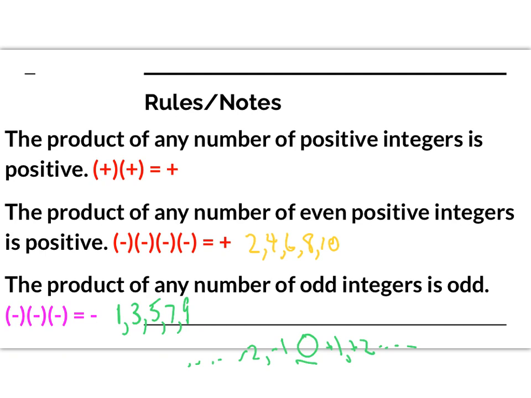1, 3, 5, 7, and 9 are odd. Any odd amount of negative factors that are multiplied will give you a negative answer. Any even amount will give you a positive answer. And this goes for multiplying and dividing integers.